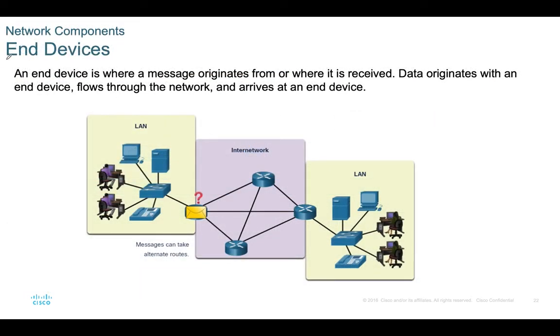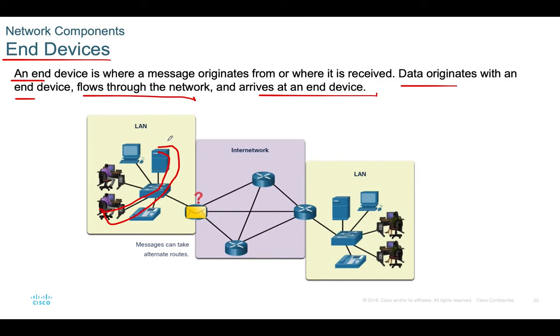Next is end devices. Basically, this is where we belong. Usually we use end devices. End devices are where the message originates. Data originates within an end device, goes through the network, and arrives at another end device. Let me show you an example. This is me. I will send a request to the web server. My data will go to the network, to the switch, then to the server. Then the server will respond to my request and give me the web pages. That is end-to-end device communication.